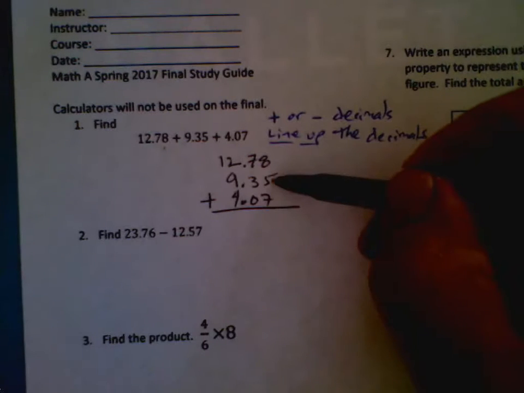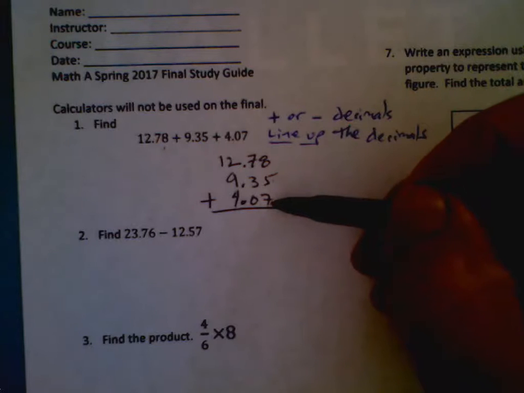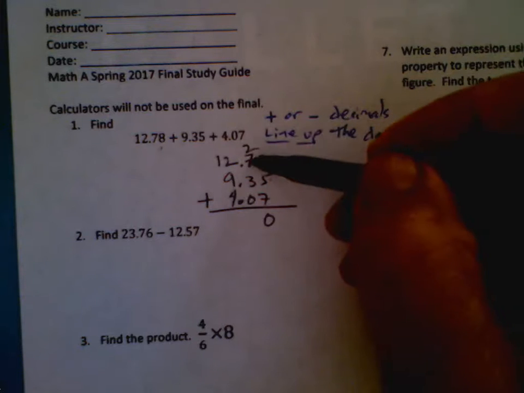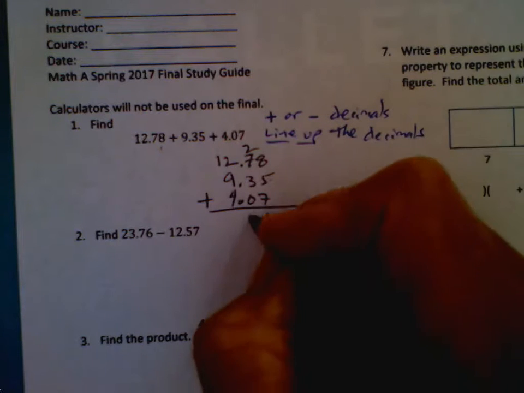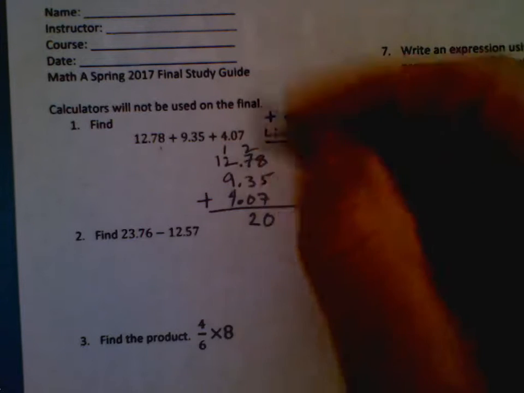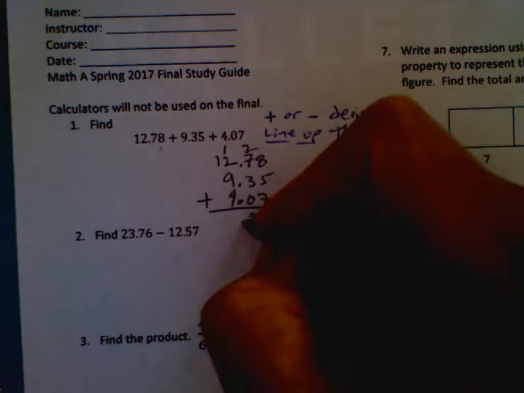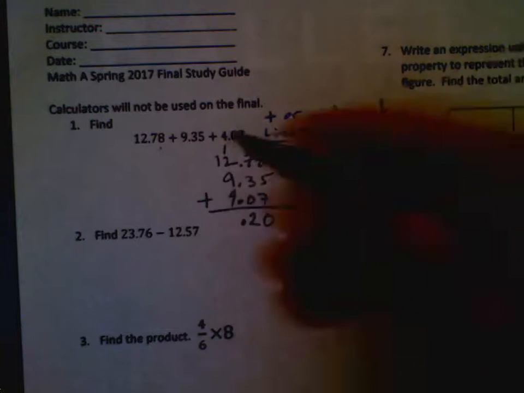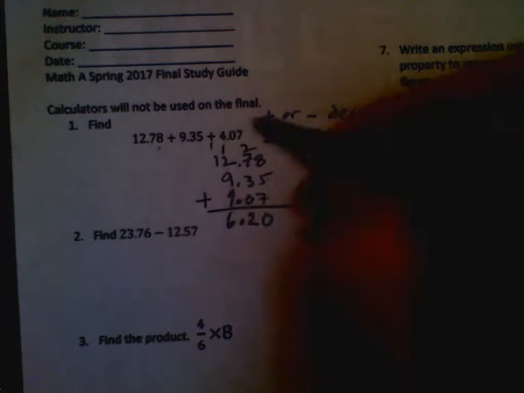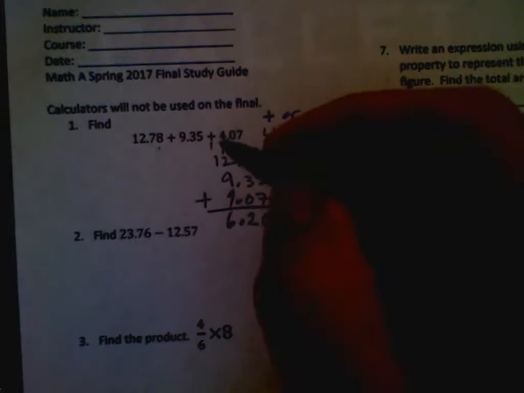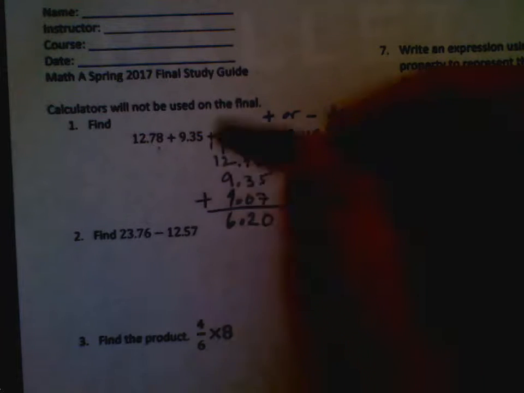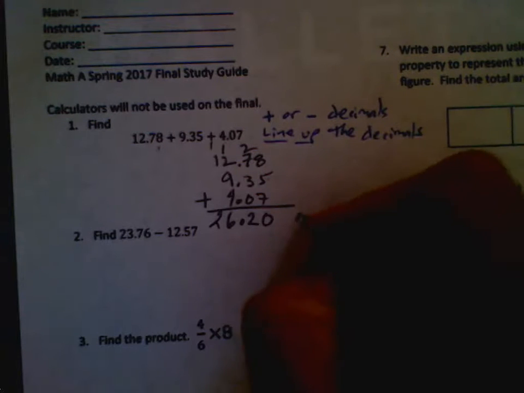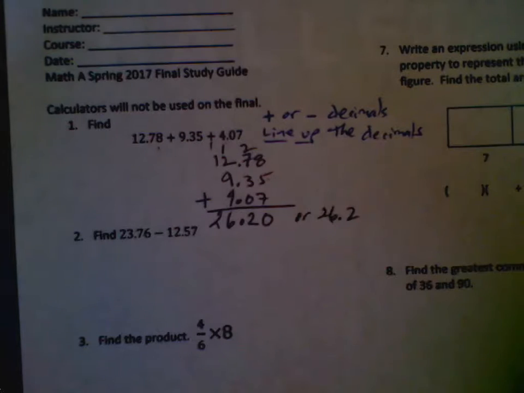So 8 plus 5 is 13. 13 plus 7 is 20. Put down the 0, carry the 2. 2 plus 7 is 9. 9 plus 3 is 12. Put down the 2, carry the 1. The decimal point will come straight down. 1 plus 2 is 3. Plus 9 is 12. Plus 4 is 16. Bring down the 6, carry the 1. 1 and 1 is 2, or 10 and 10 is 20 actually. So 26 and 20/100ths, which is the same thing as 26 and 2/10.